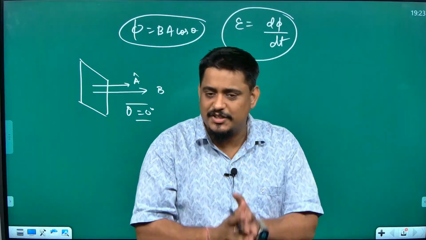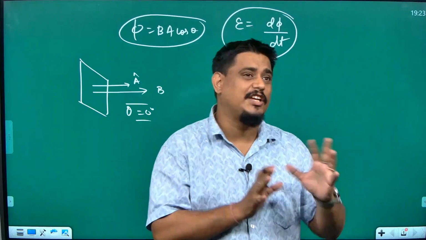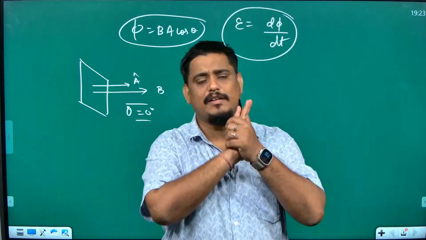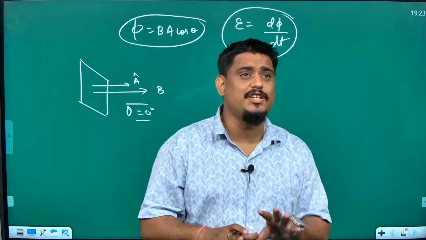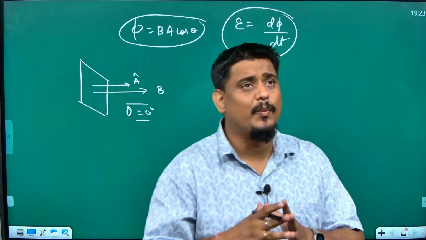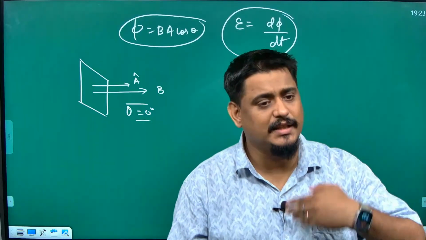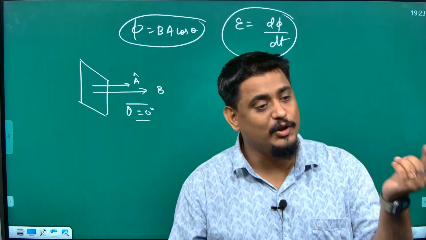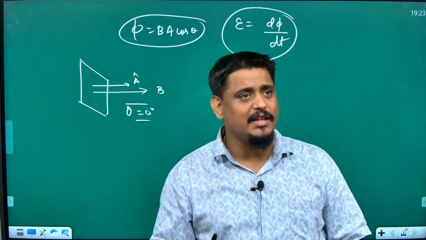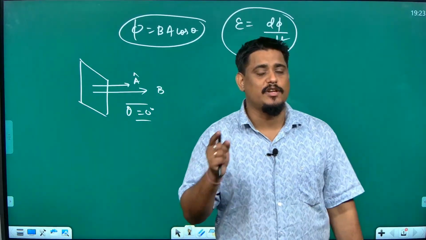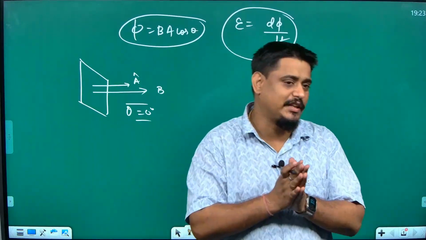They will give you a condition where you have to identify whether magnetic flux is changing or not. If magnetic flux is not changing, no induced current. If magnetic flux is changing, you have to identify whether it is increasing or decreasing. If it is increasing, you have to put the direction of induced current in such a way that it should reduce it. If it is reducing, you have to put the direction of induced current in such a way that it has to increase it. It sounds complicated, but it is very simple if you understand the logic.